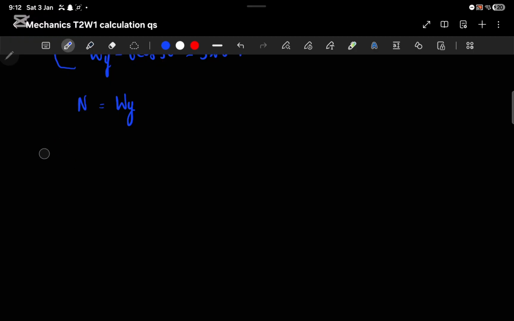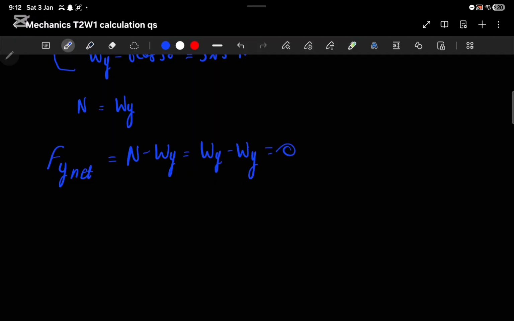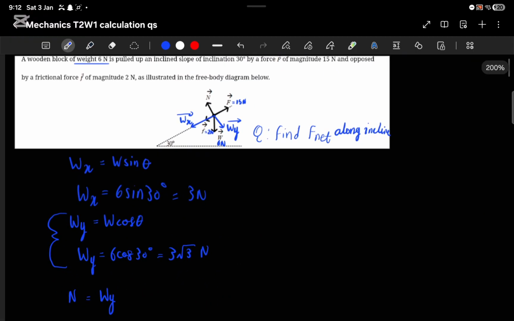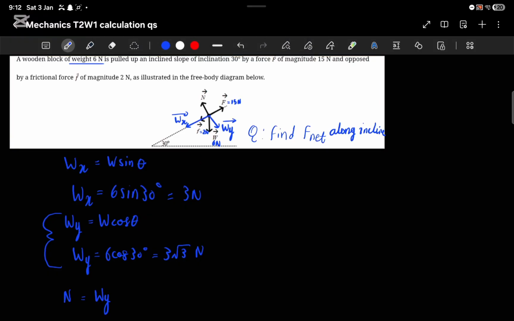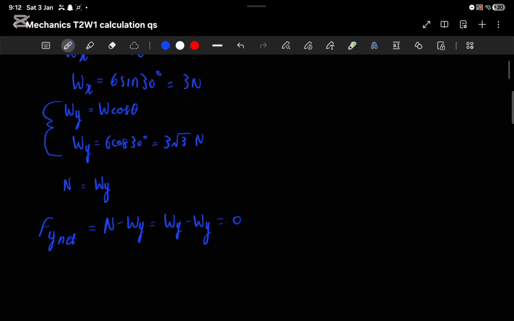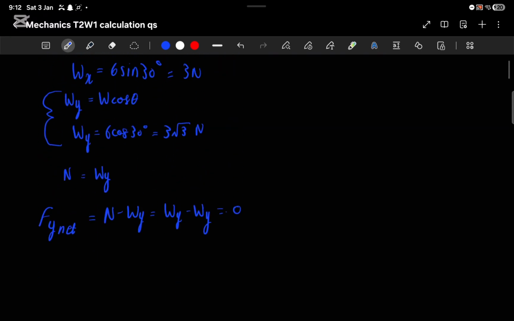Why? Because Fy net is just going to be the normal, which is directed upwards, so we do upwards minus downwards, minus wy. Now, n is equal to wy. So this is genuinely just wy minus wy, which is 0. So Fy net is 0. So the net force along y will not make a difference to you. Even if you mix up in the exam, in this case, since we only have two forces, the normal and the y component of the weight, don't worry about it. Nothing changes. So this part wasn't necessary, but I just wanted to add a quick note.